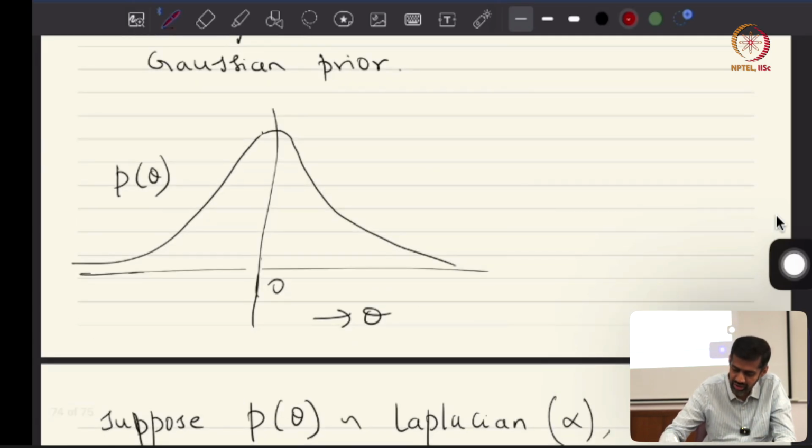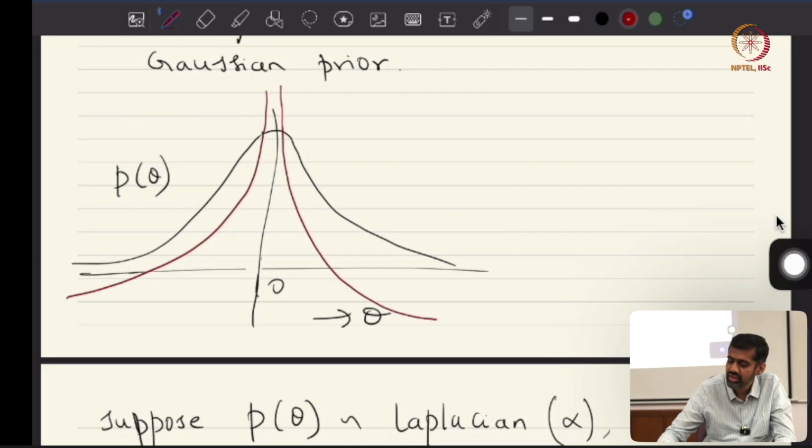see, if I write the Laplacian distribution on the same plot, how would that look like? It would be steeper, no? Something like this. It will be symmetric.